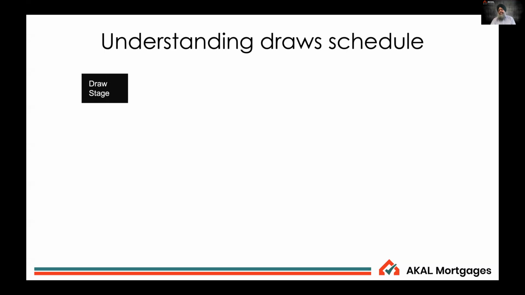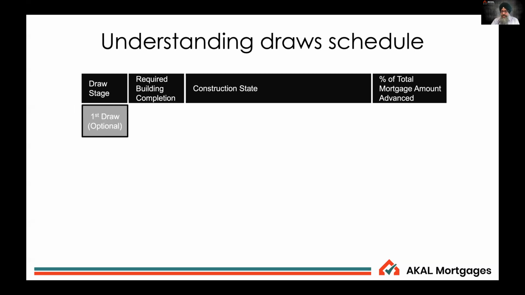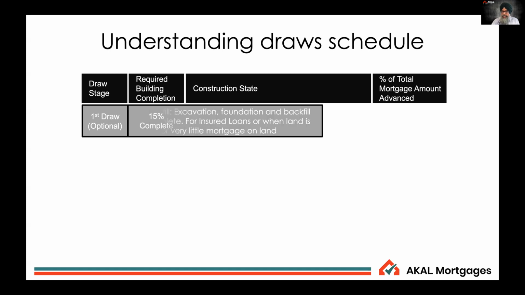Now, understanding the draw schedule. So at what draw stage, how much the building needs to be completed, what is the construction state, and what's the percentage of total mortgage amount that is advanced, right? So the first draw, which is typically speaking optional, is done when the building is 15% complete. What that is made of is typically called a backfill draw, when excavation is completed, foundation is done, and backfill is complete, right?